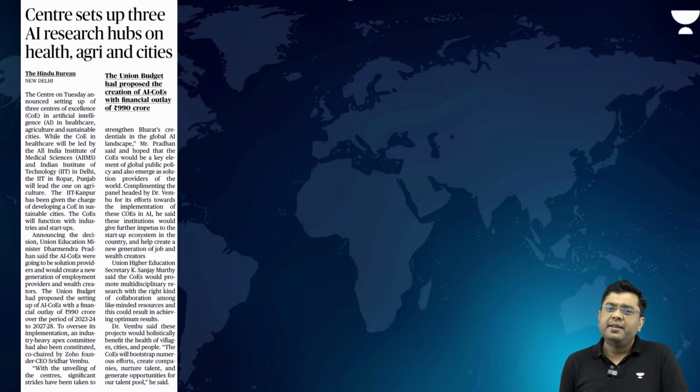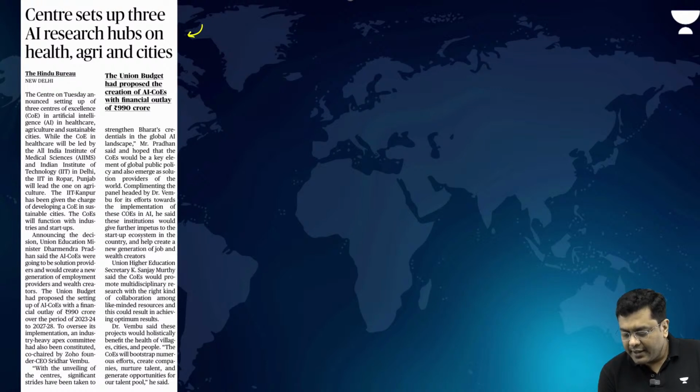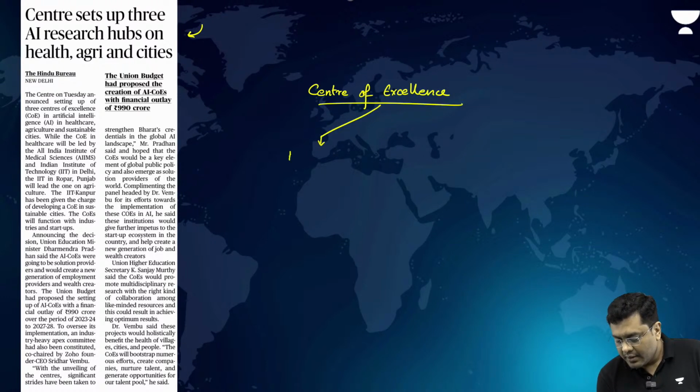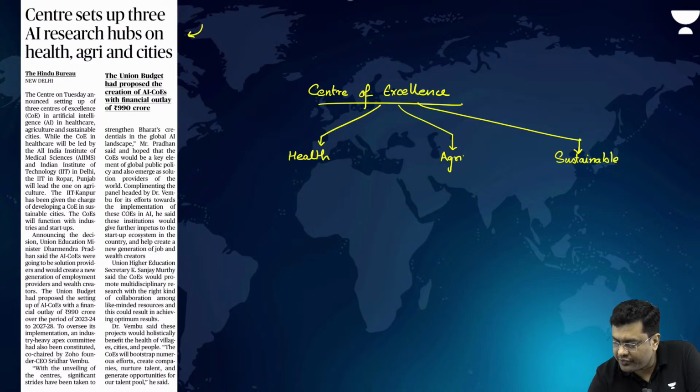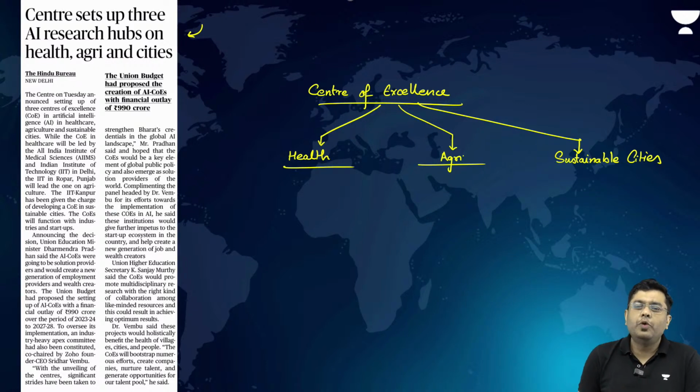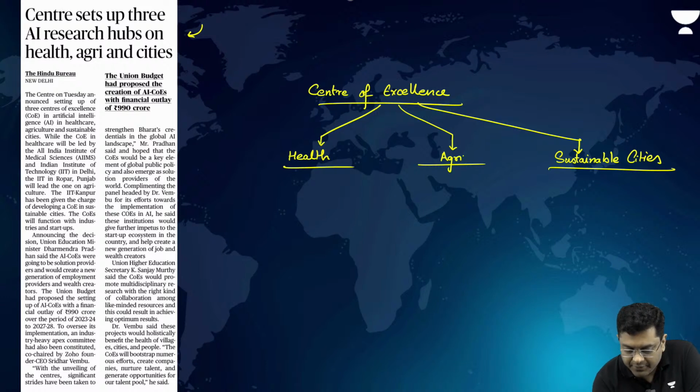Then, Center sets up 3 AI research hubs on health, agriculture and cities. So, it has set up Center of Excellences. Center of Excellence, that is for health, agriculture and also for the case of development of sustainable cities. Now, various different institutions have been made the nodal bodies and the nodal setup for these. So, for health, you have AIIMS Delhi, right? AIIMS Delhi and IIT Delhi.